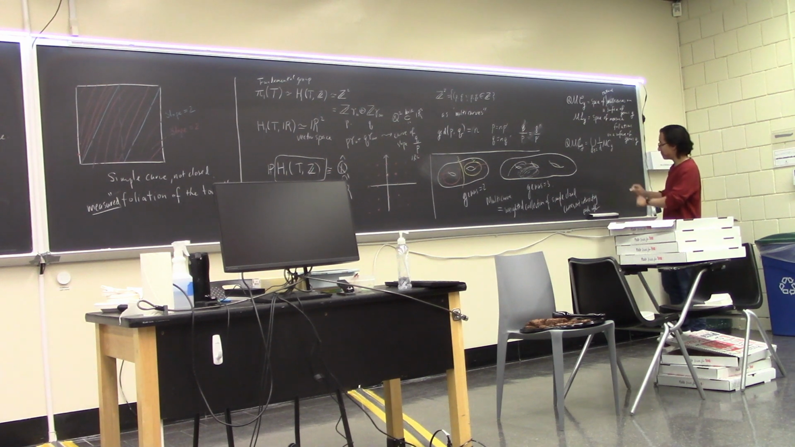Okay. So let me state that here. This is usually due to Thurston. The space of measured foliations has dimension.